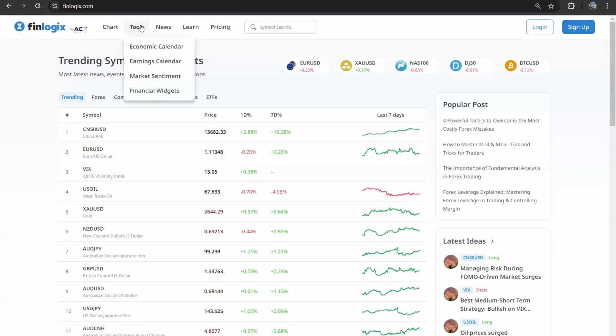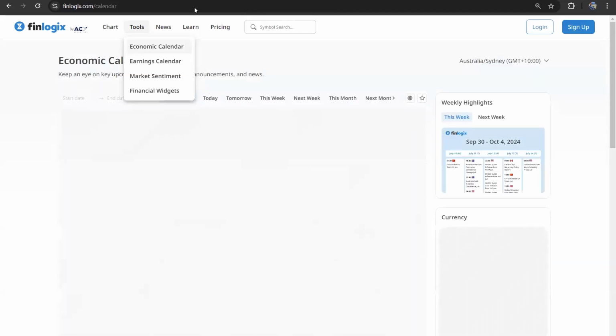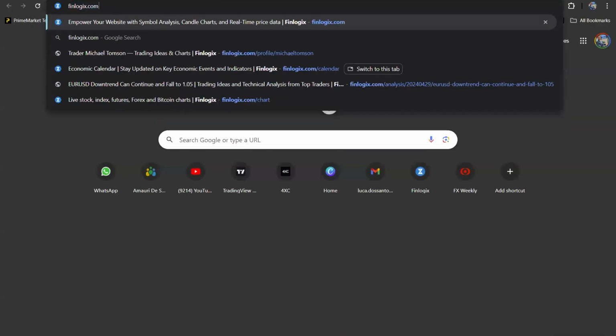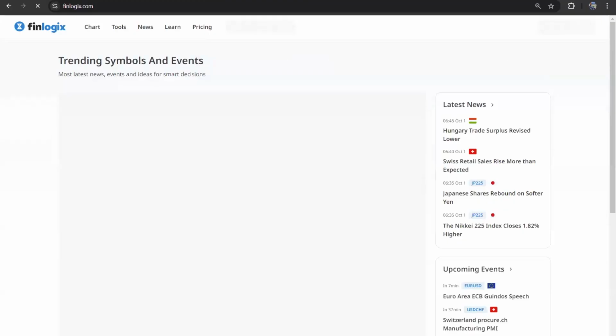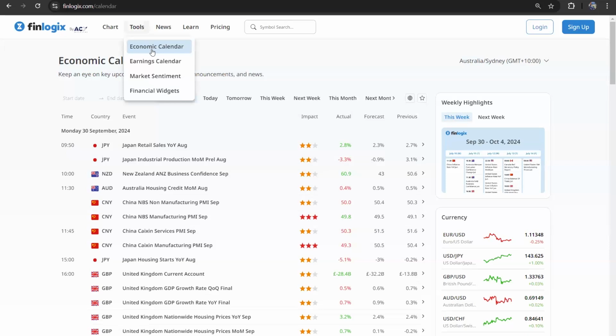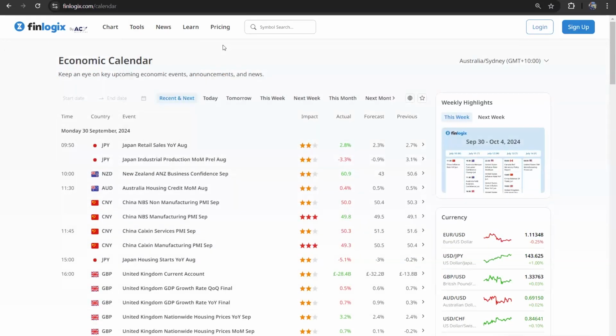So let's go into Tools, Economic Calendar. It's very easy to find as well, guys. You can just type finlogics.com and then click enter, and you will be on the first page, all right? And then clicking on Tools, Economic Calendar, you will be guided to this economic calendar. Perfect. So let's go and select this week first.